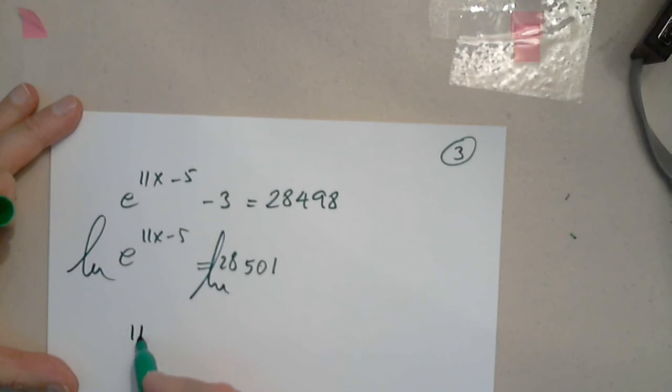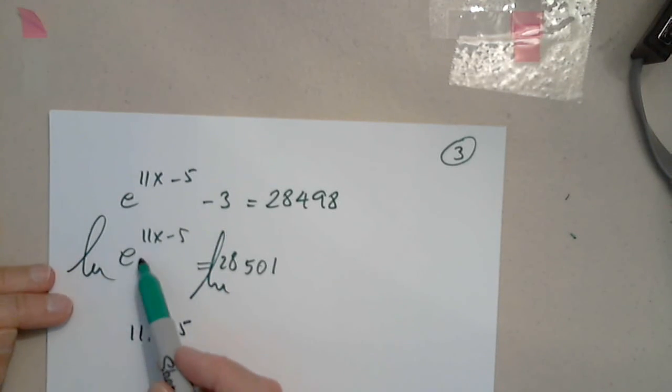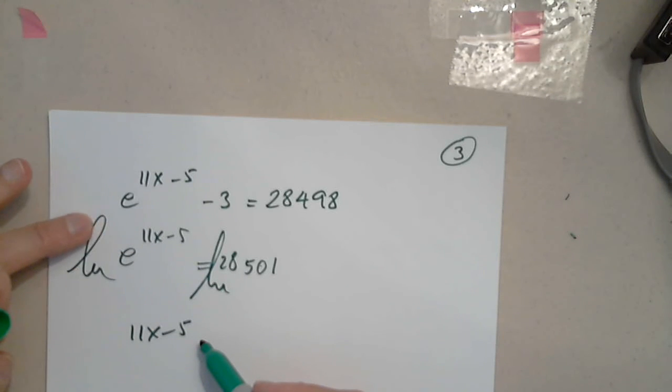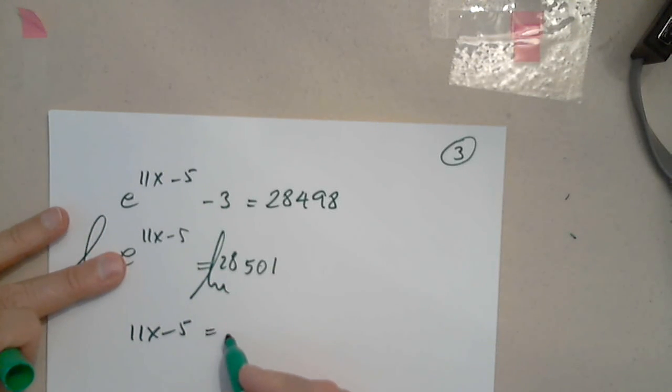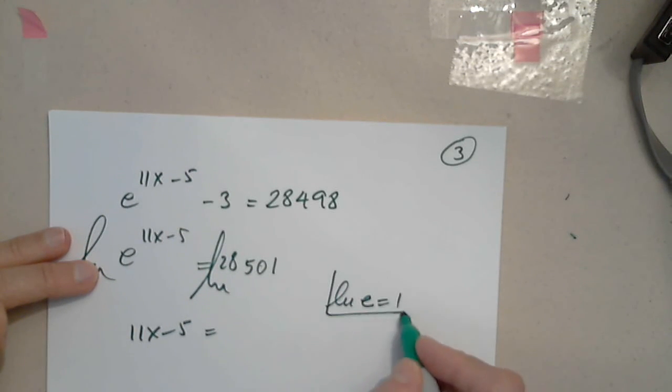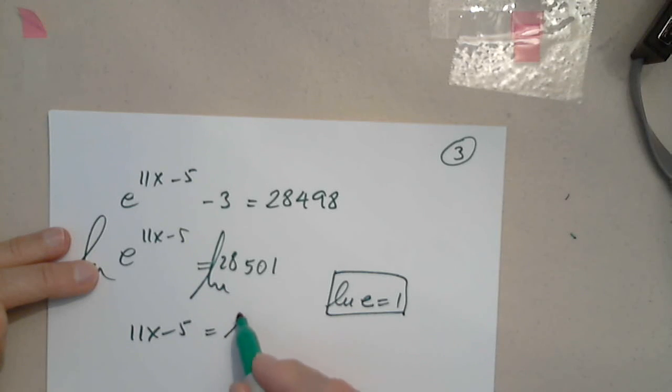So we apply natural log to both sides. I bring down 11x minus 5, and I should write times natural log e, but why don't I? Because natural log e equals 1. Yes. So this is natural log of 28,501.